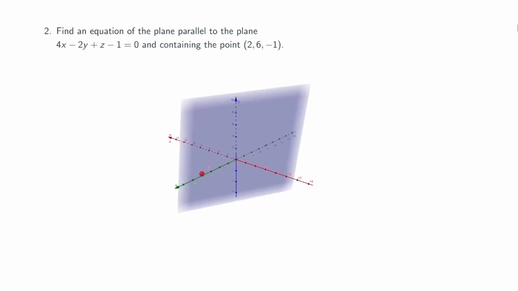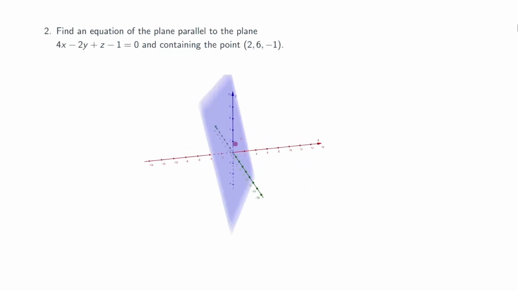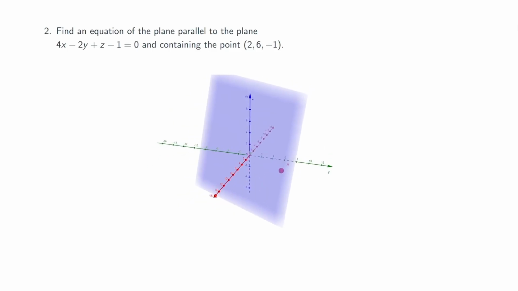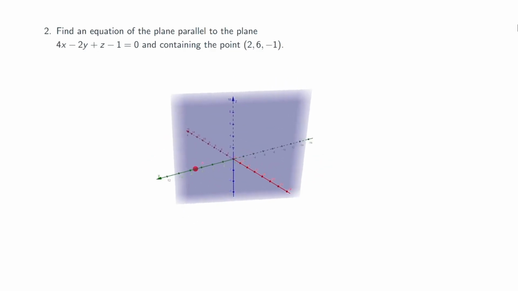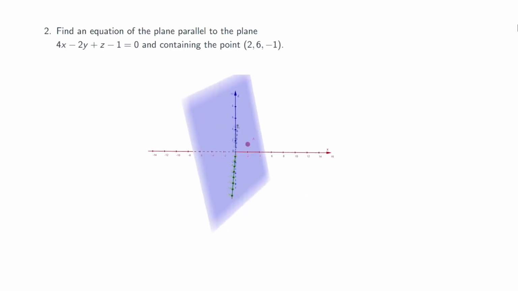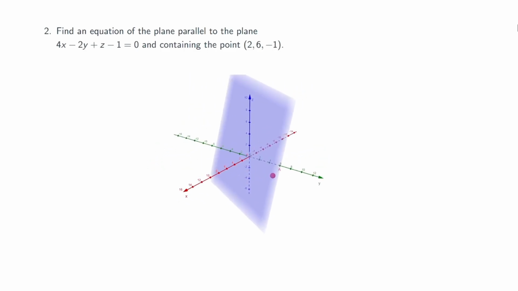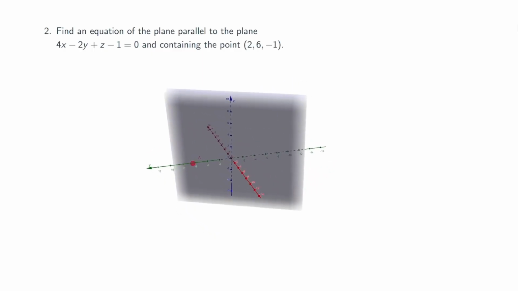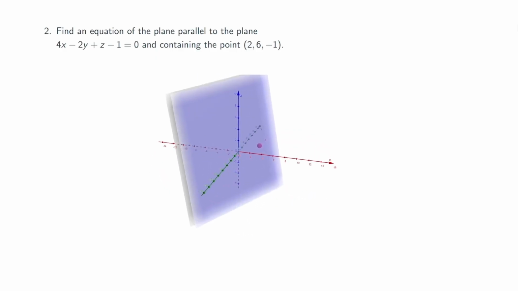You have a point, and you also have a plane. The point is outside the plane. So you are looking at another plane which should contain this point, and it is parallel to that plane. So what we mean is this black plane. You are asked to find the equation of this black plane.